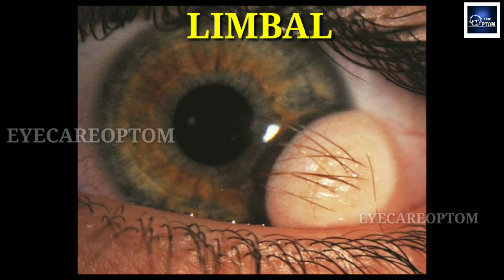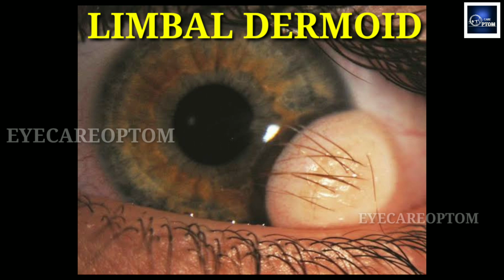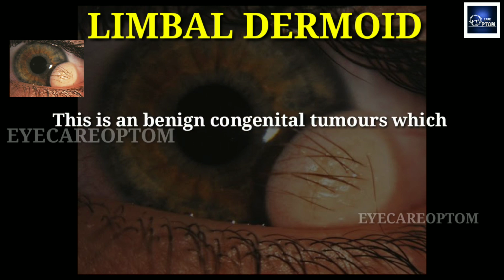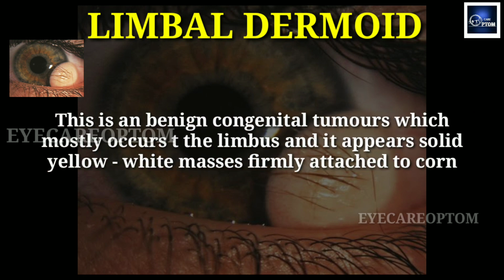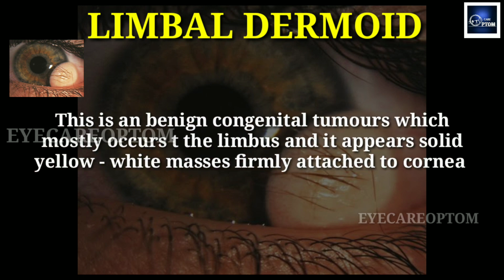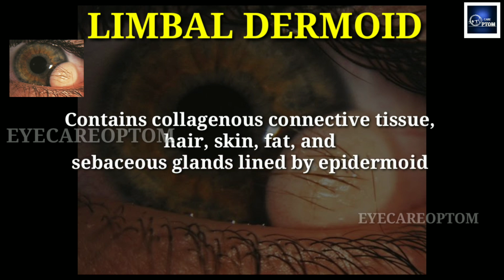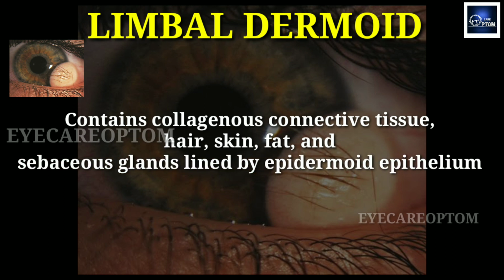This is a condition of limbal dermoid. It is also called corneal dermoid or epibulbar dermoid. This is a benign congenital tumor which mostly occurs at the limbus, and it appears as solid white masses firmly attached to the cornea. This dermoid can contain collagenous connective tissue, hair, skin, fat, and sebaceous glands lined by epidermal epithelium.